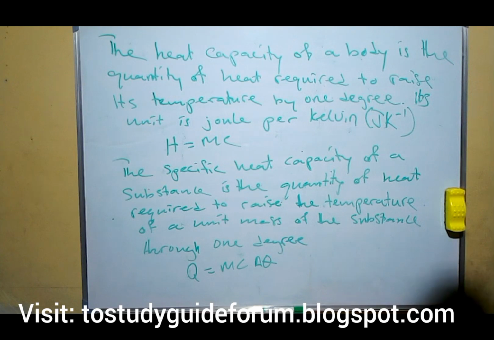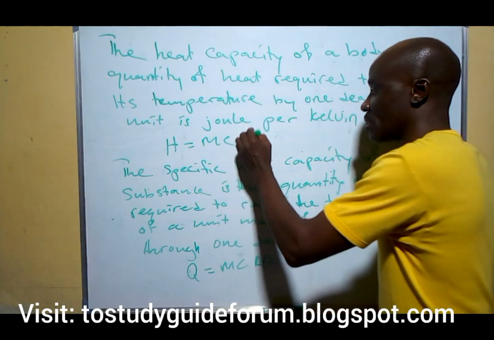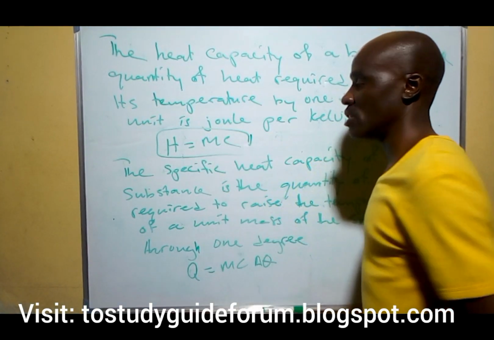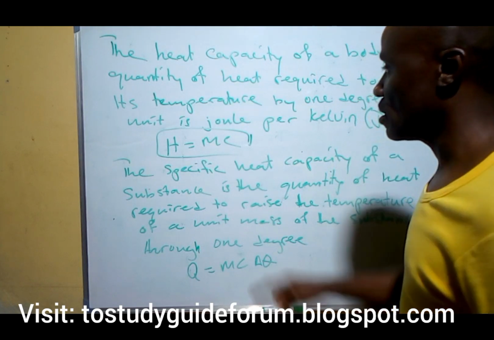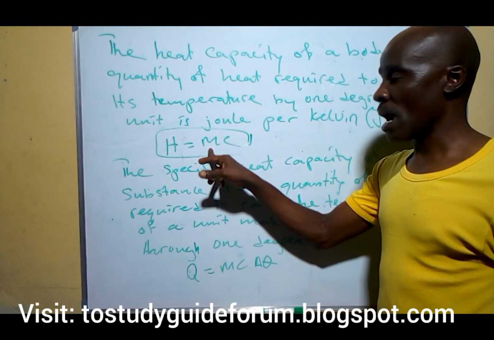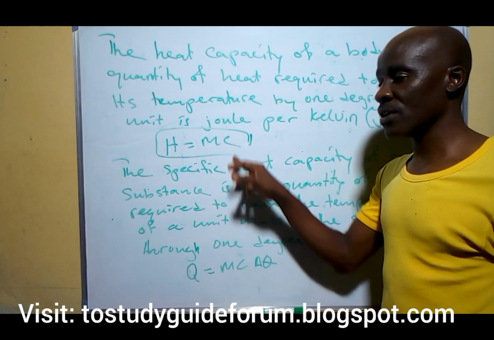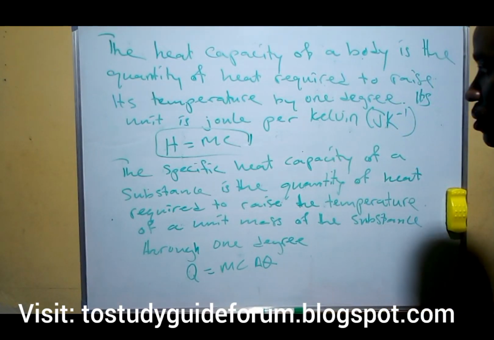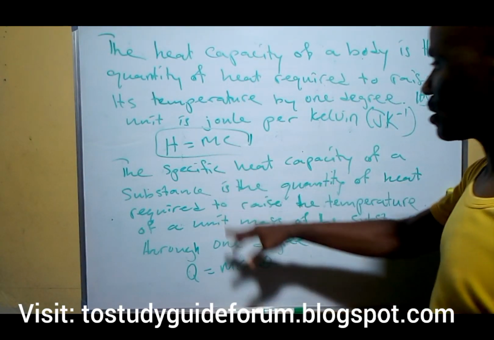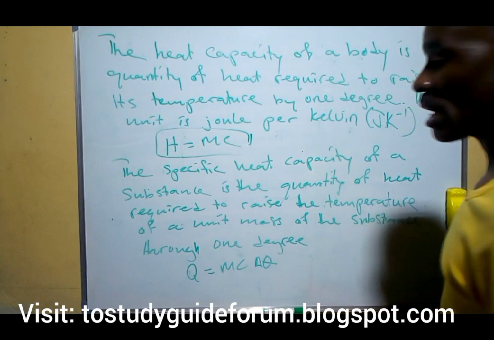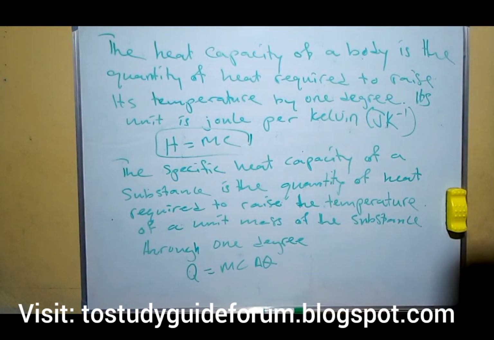Now, the formula for calculation of heat capacity is H, where H stands for the heat capacity, equal to mass times specific heat capacity. So the next one is specific heat capacity. The specific heat capacity of a substance is the quantity of heat required to raise the temperature of a unit mass of the substance through 1 degree.